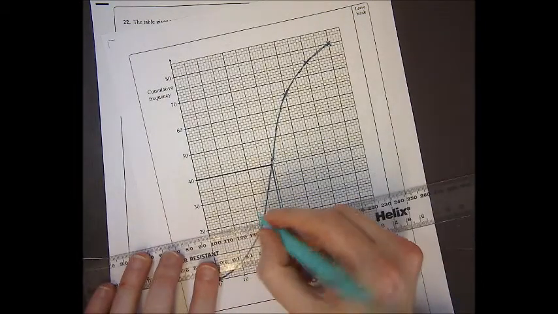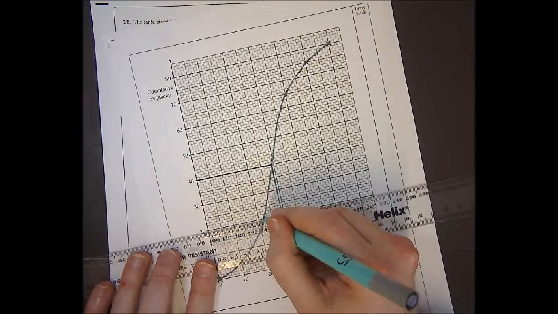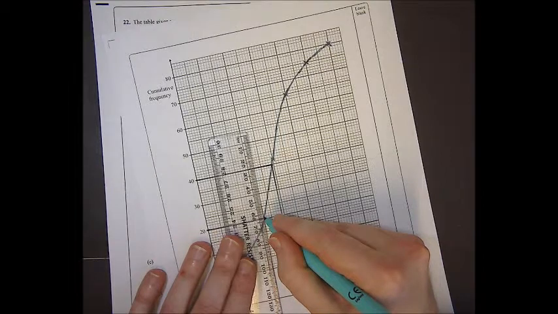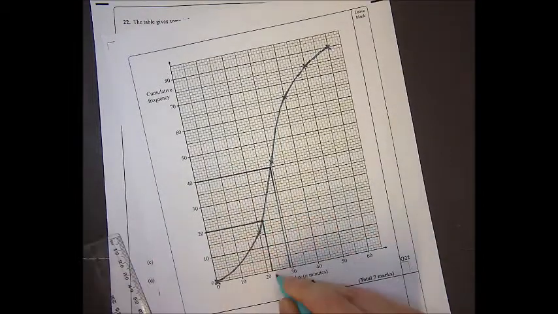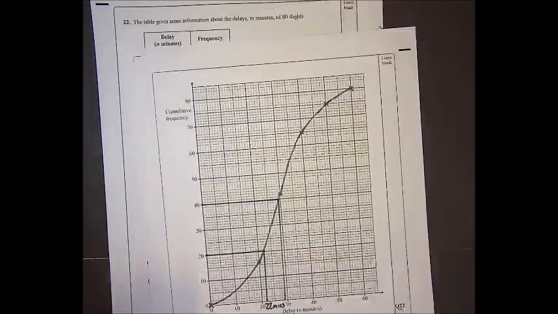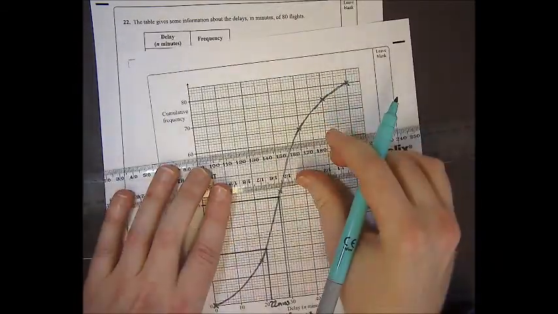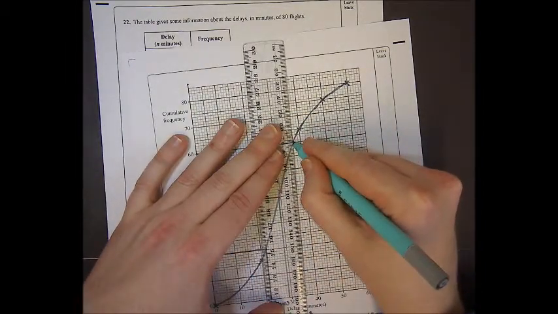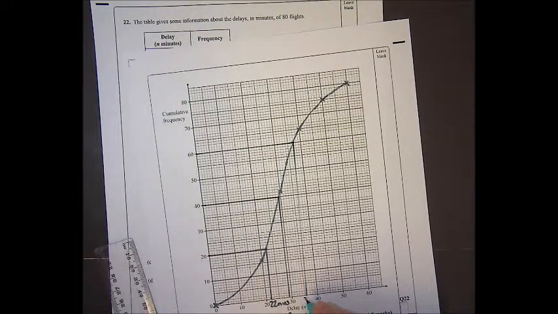The upper quartile is three quarters of the way along. And then dropping a line down, it's like 36 minutes. So we've got 36. The interquartile range being the difference between the upper quartile and the lower quartile, and that gives us 14.